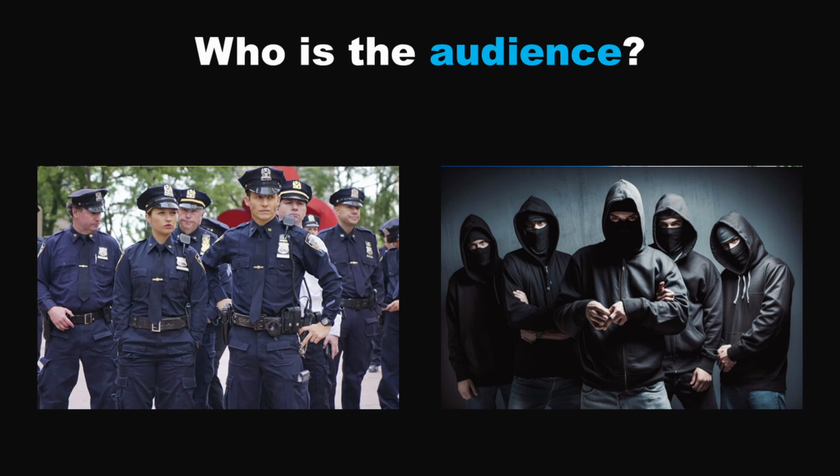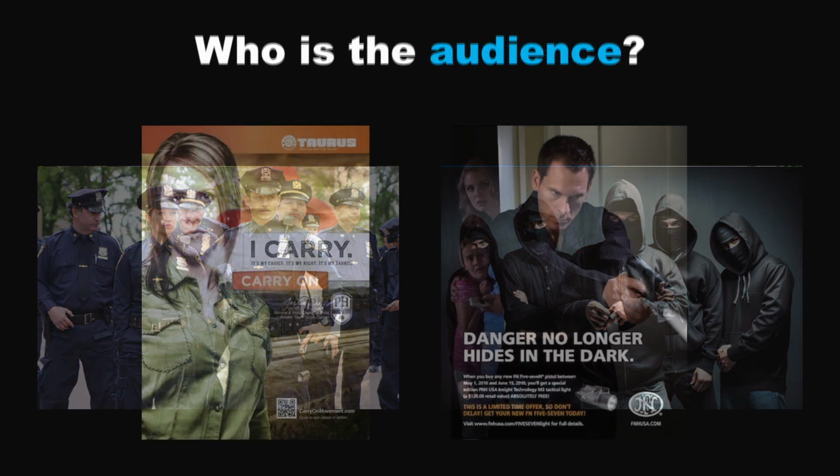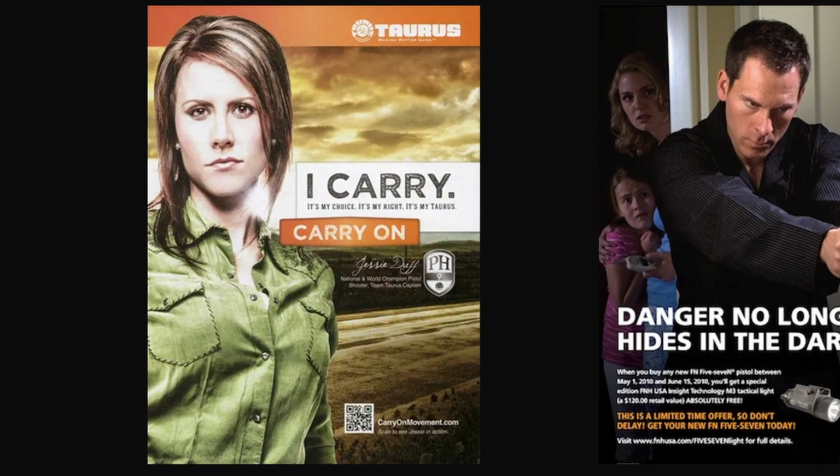Their opposites, dressed in black and with their faces covered, represent the bad guys. How would a rhetor attempt to persuade this group to buy a product, to join a group, vote for a certain candidate? Here are examples of gun advertisements targeting different audiences. On the left, the audience is women. We have some ethos. This lady is recognizable in the shooting world. We also have some pathos. She carries a gun because it's her choice and her right, evoking feelings or values of freedom, protection, overcoming fear, independence.